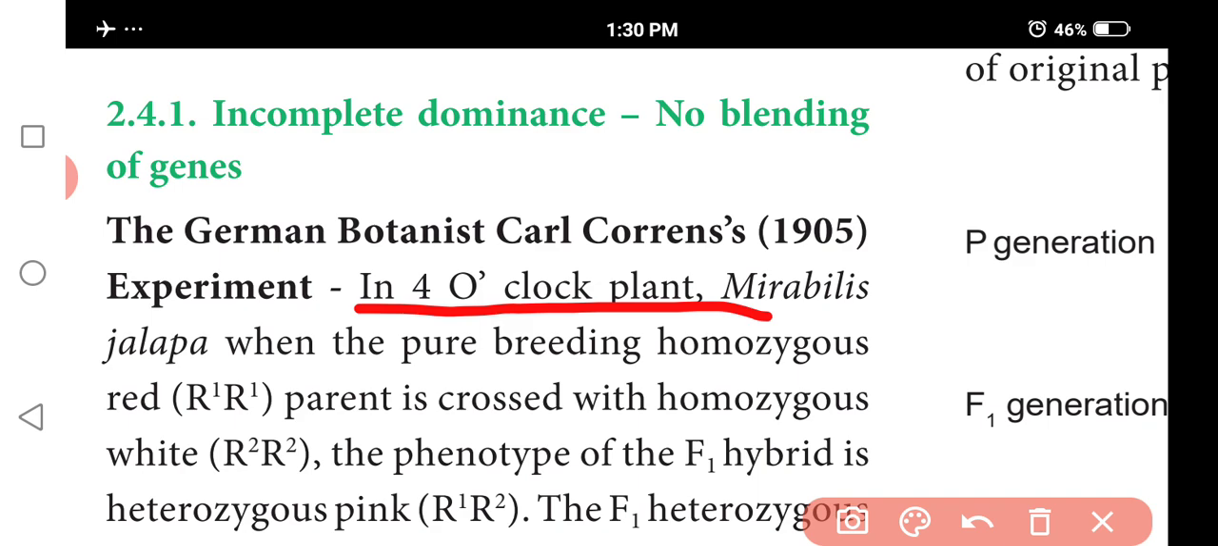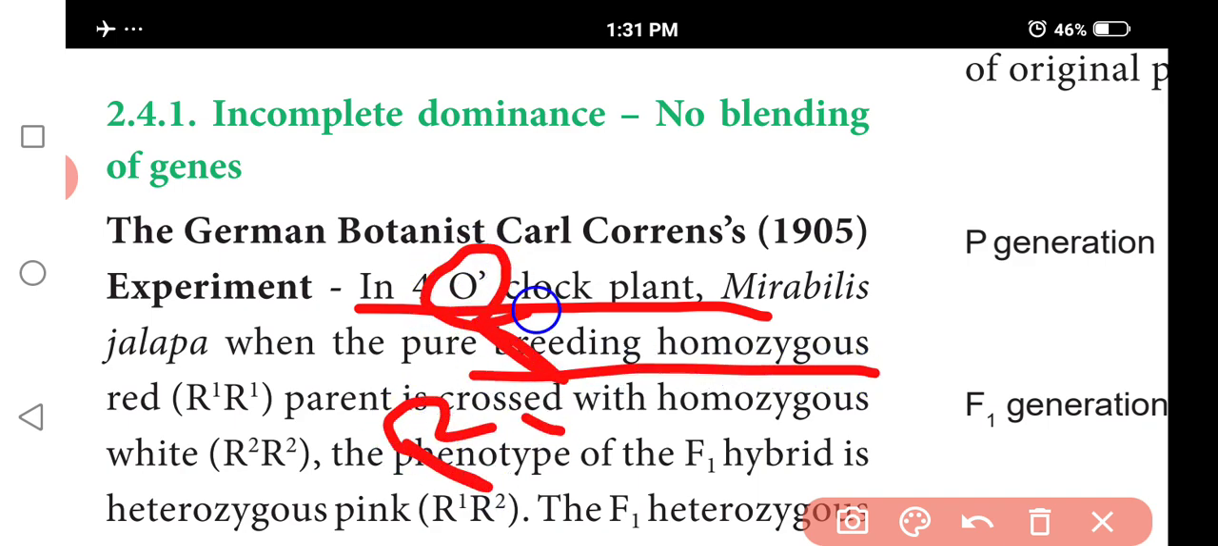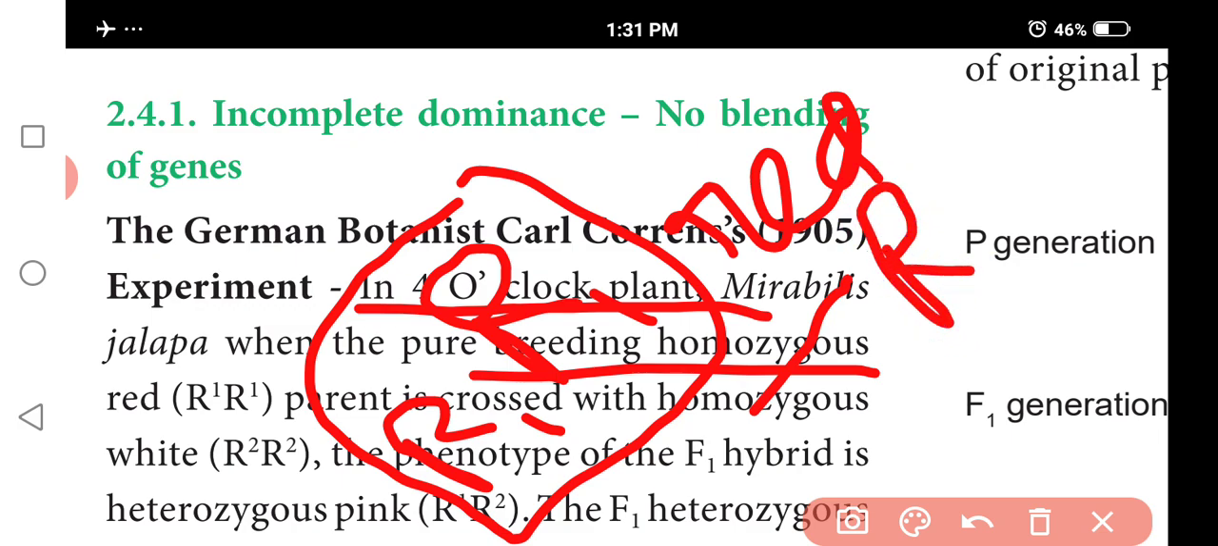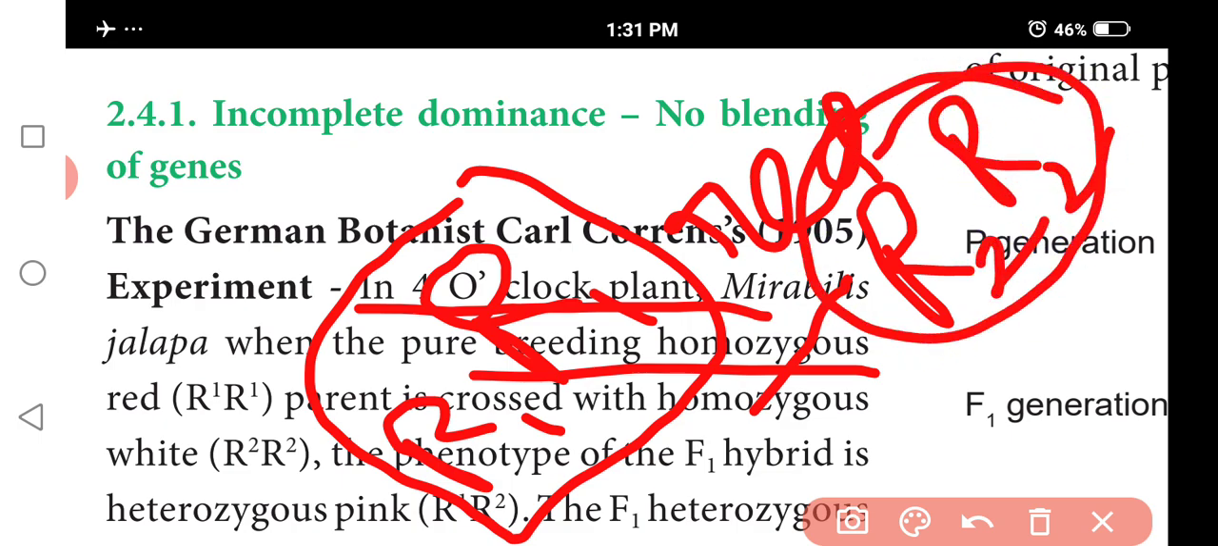The botanical name is Mirabilis jalapa. It is crossed with the pure breeding R1, which is the red color flower, because the red color pigment is present here. Next, the recessive parent is R2. It is also homozygous, but it is a white flower, because it lacks the red color, so it presents a white color. So that is the interaction of these two genes.